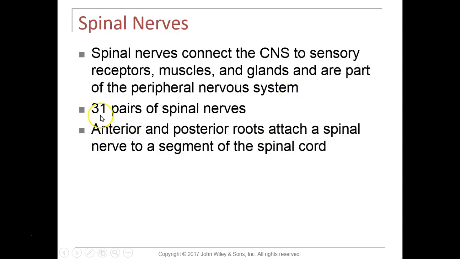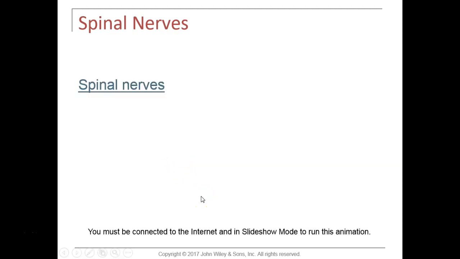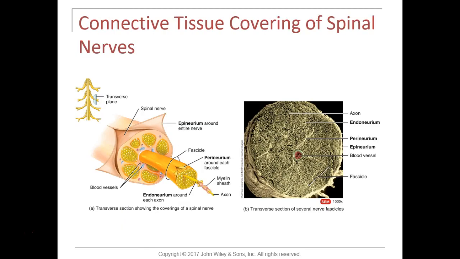So there are 31 pairs of spinal nerves that are attached to the spinal cord via anterior and posterior roots, as I just showed you. Make sure you review these animations. I'm sure you've been doing that, so keep that up, it'll help you out a little bit.